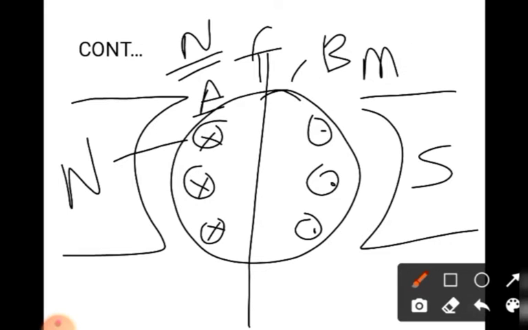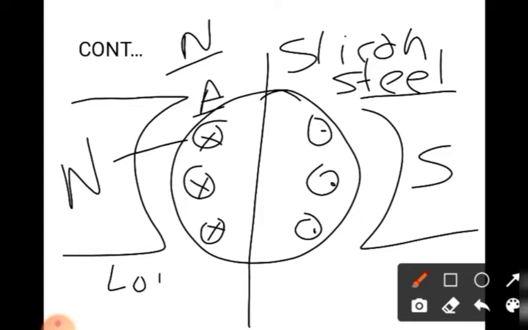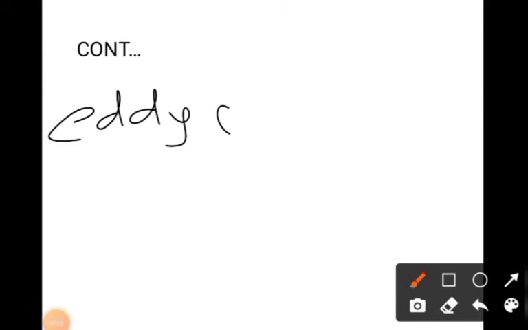So this hysteresis loss is reduced by using silicon steel material, because silicon steel material has a low hysteresis coefficient compared to other metals. Use silicon steel material to reduce the hysteresis loss, because silicon steel material has a low hysteresis coefficient. Now we will see eddy current loss.